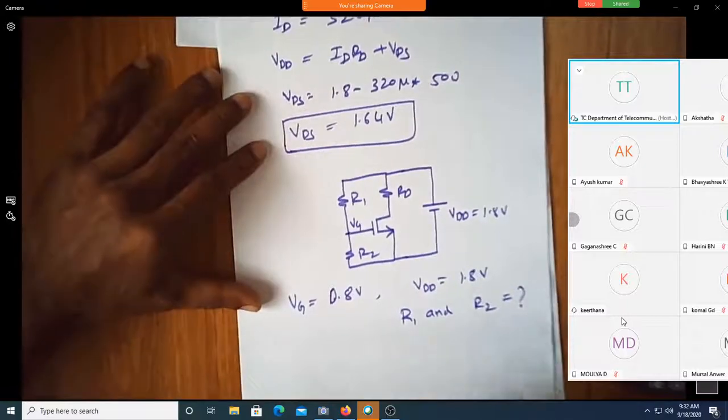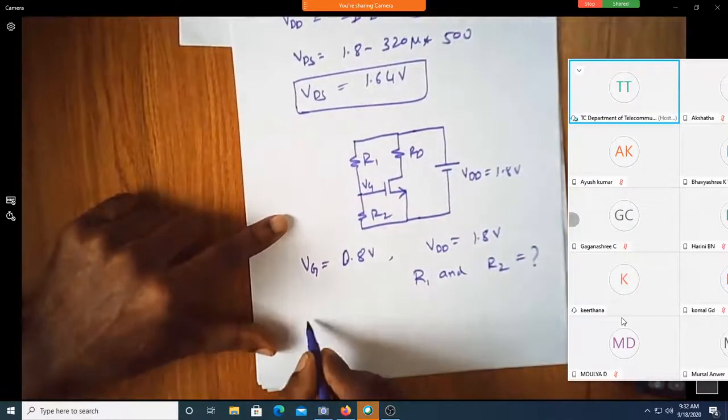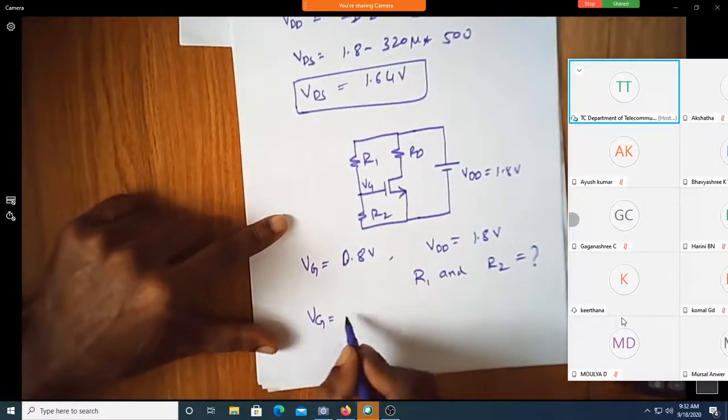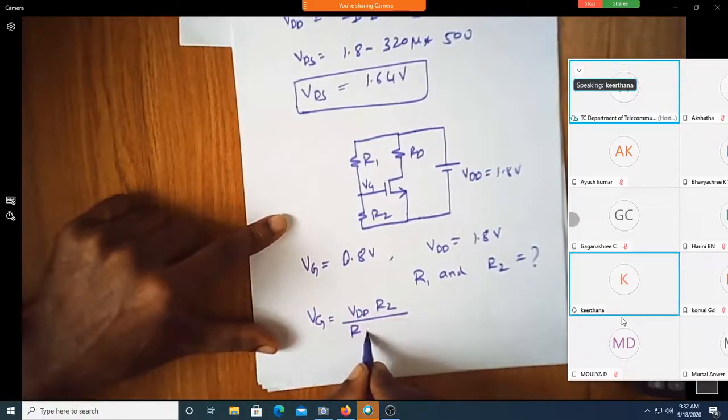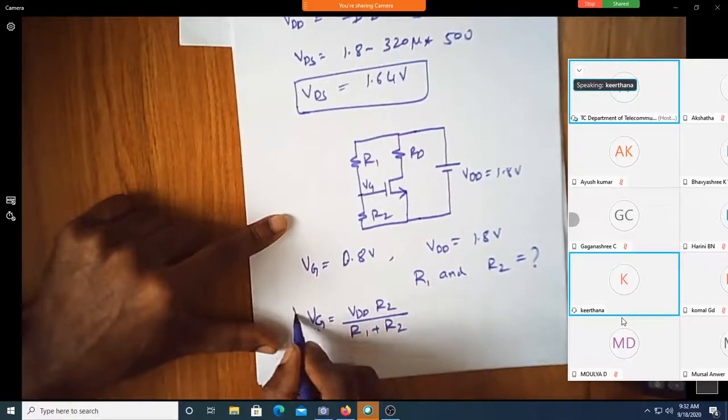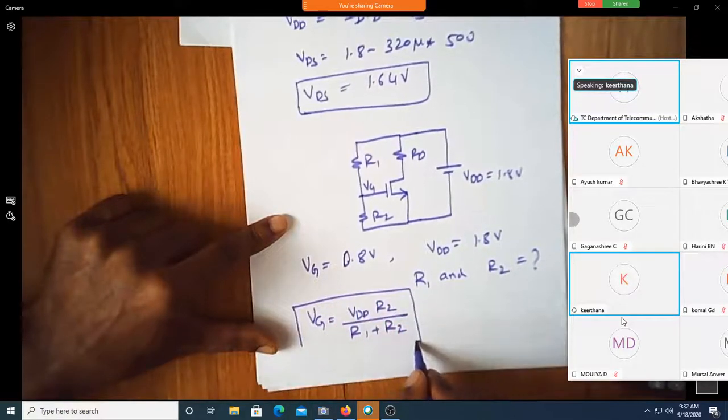Because can I write the expression for this particular VG as VDD into R2 by R1 plus R2? Kirtana, do you know this? Do you know how you got this equation?